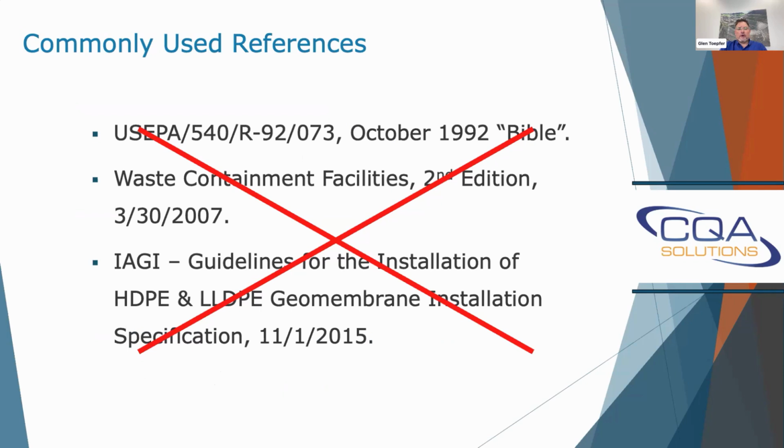They referred us to the IAGI website, to the guidelines for installation of HDPE, LLDPE, and geomembrane installation specification. Well, that specification is dated November 1st of 2015, and it's significantly outdated as far as the content in there does not agree with other content that's currently available in other sources. But that aside, it also did not mention your heat, speed, or temperature to weld any of the materials at.